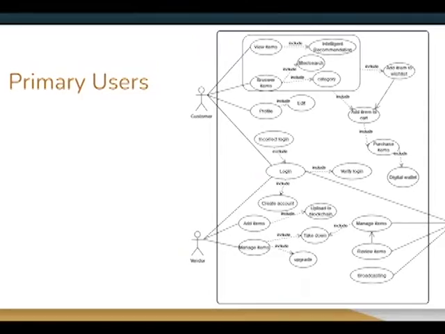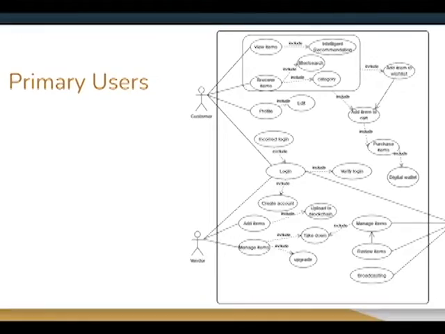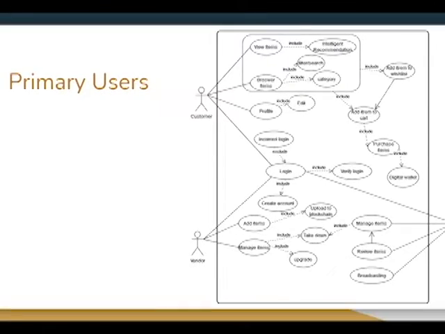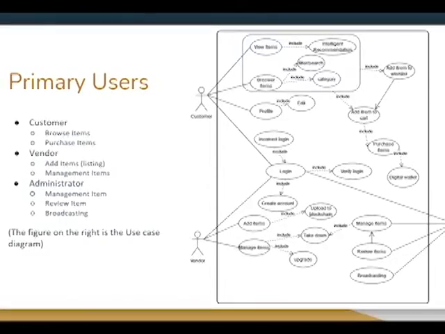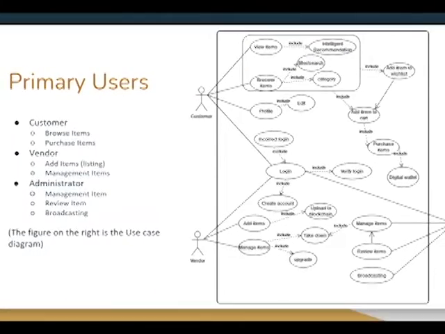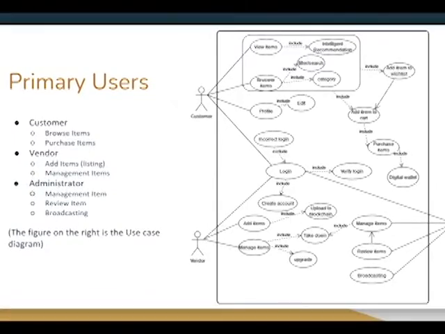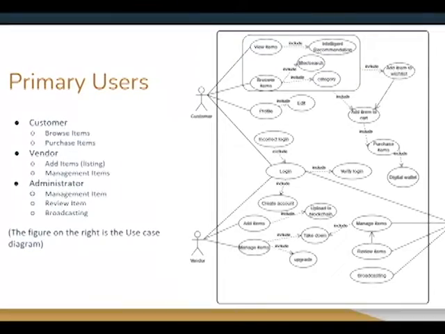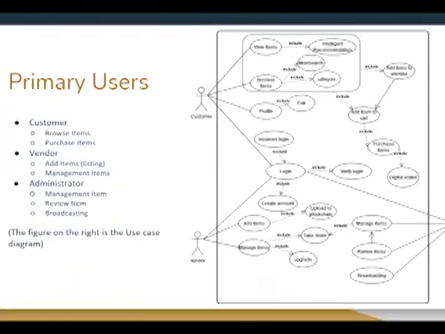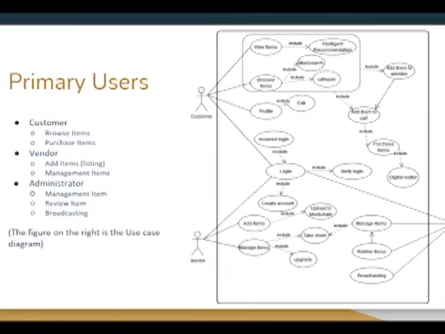Here I'm going to introduce the primary users, use cases, and also features of our NFT store. The three primary users of our NFT store are the customers, vendors, and administrators. The customers can browse the website and buy NFTs. For the vendors, they can list and sell NFTs, so their use cases include adding and managing NFT items. The administrator can also manage the items listed by the vendors. His job is to review and verify the listed NFTs and maybe do some broadcasting.